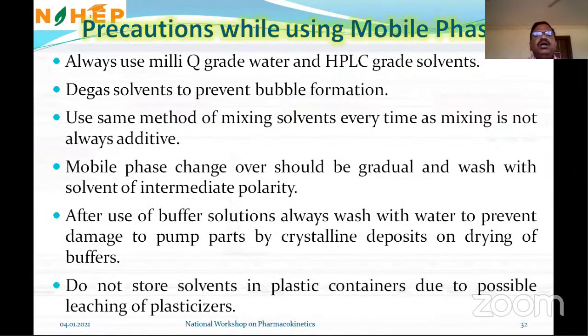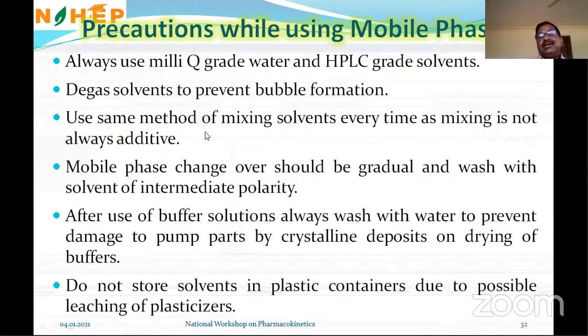Coming to the precautions that are to be followed while using the mobile phase. Always use molecular grade water and HPLC grade solvents, and degas the solvents to prevent bubble formation. And of course, even though a degasser is present in the HPLC system itself, we still have to degas the solution before keeping it in the mobile phase storage tanks. And use the same method of mixing solvents every time, as mixing is not always additive.